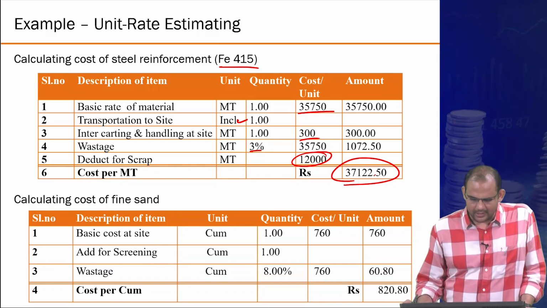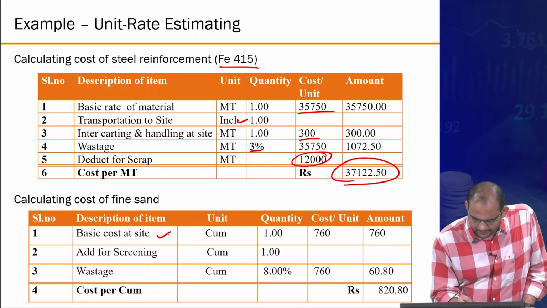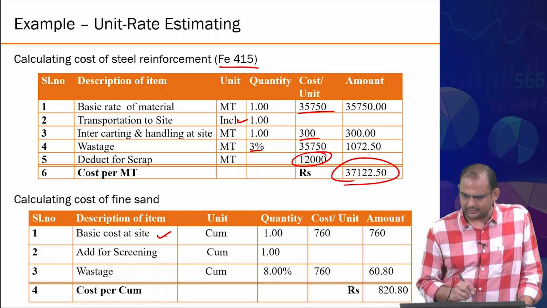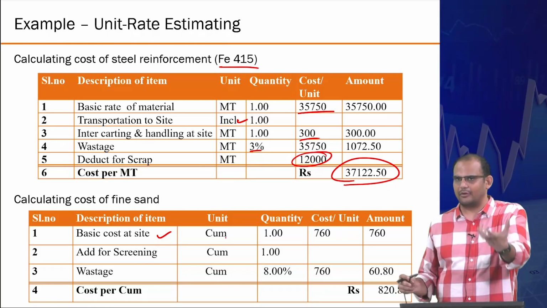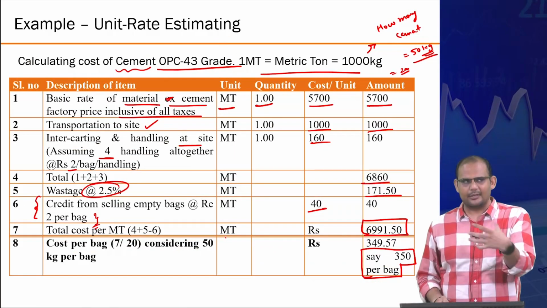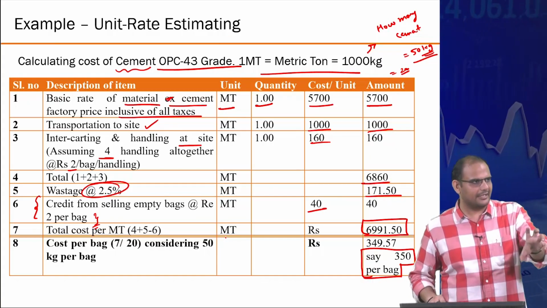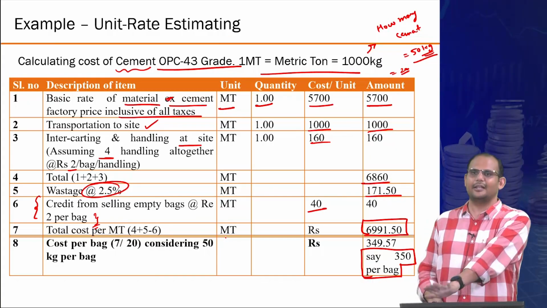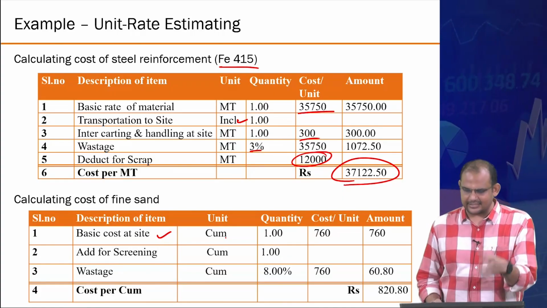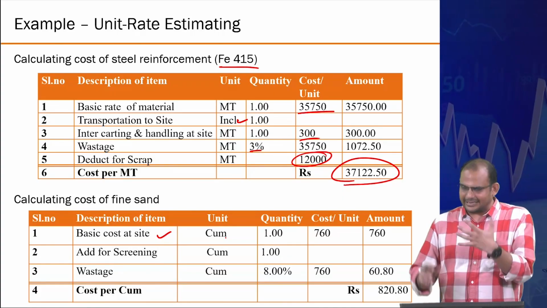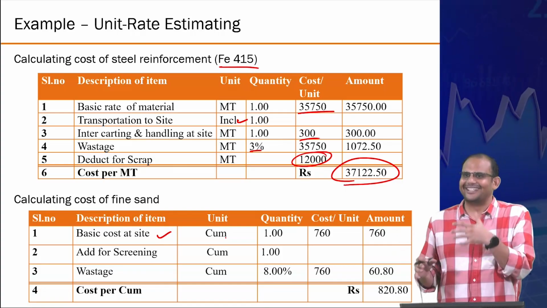So for 1000 kg steel, this is how much you need to pay. Similarly, fine sand, basic cubic meter. Here the unit is cubic meter, right? Sand is more of a bulk volume. Cement is also powder. You could have done it in cubic meters, but here the unit is bags. Here the unit is tons. Here the unit is cubic meter. And this is how different units are.